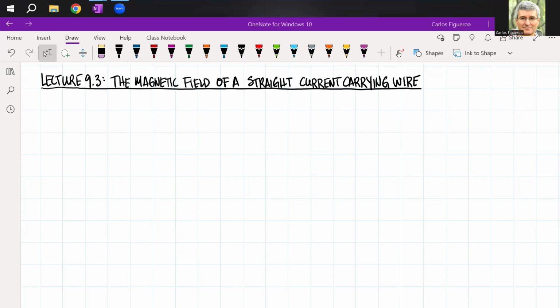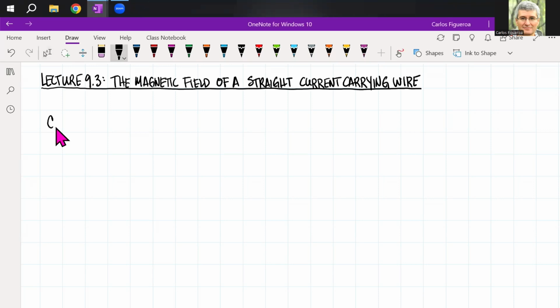Lecture 9.3, the magnetic field of a straight current carrying wire. The procedure for calculating the magnetic field using the Biot-Savart law is similar to calculating the electric field using Coulomb's law. So I want to compare the two processes.